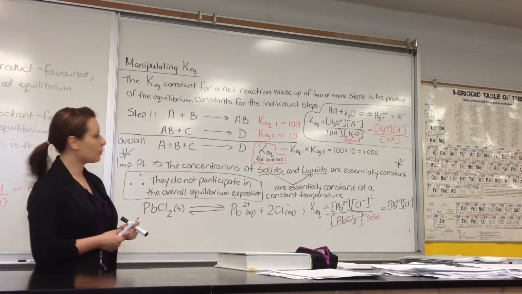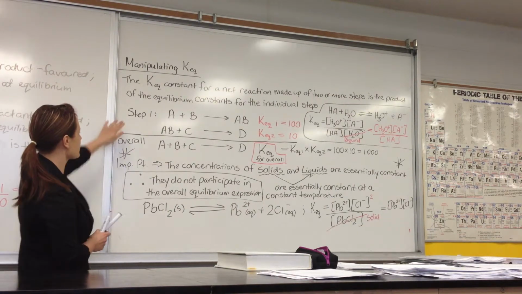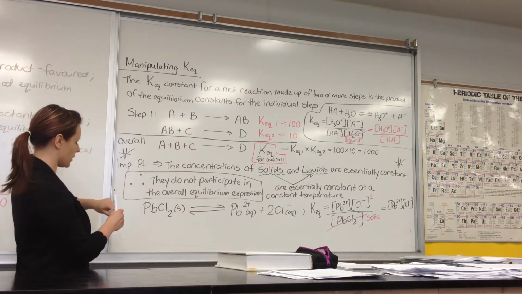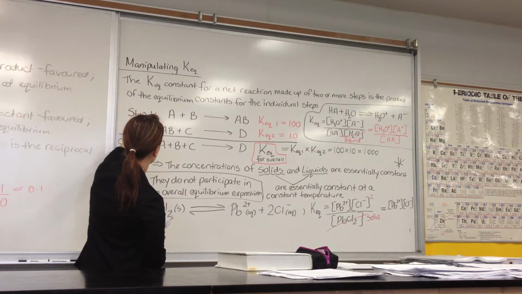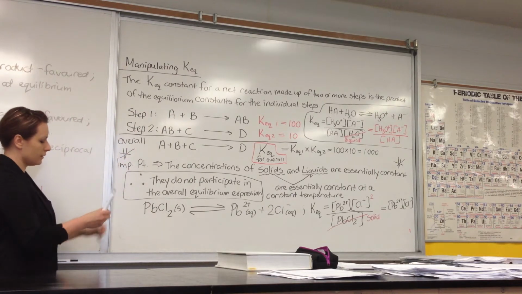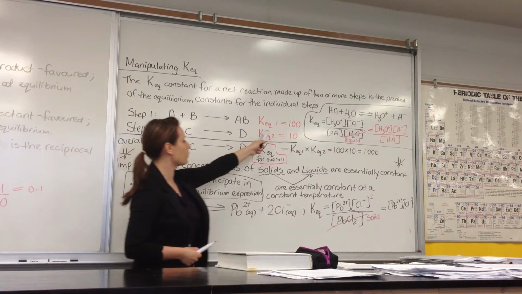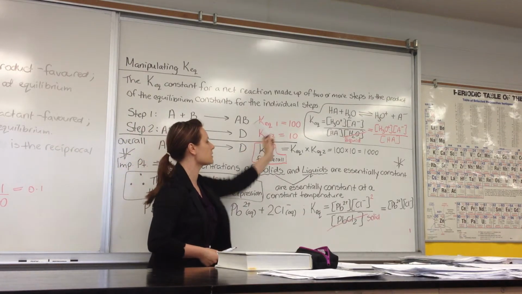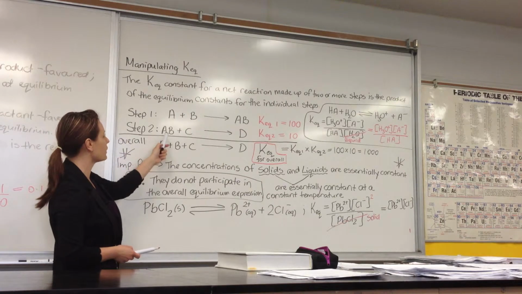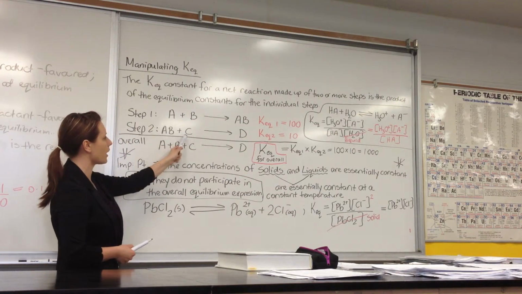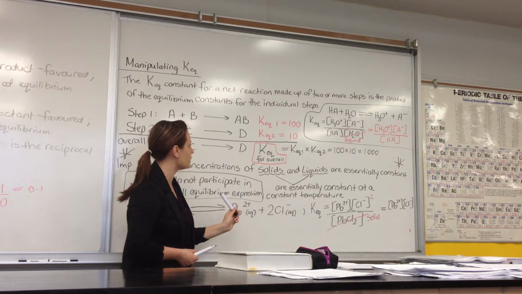Okay, let's look at a couple of examples of manipulating K equilibrium. For instance, let's say that we have a stepwise reaction. In step 1, let's say that we have A plus B makes AB. Its equilibrium constant, I'm going to call it K equilibrium 1, is, let's say, an arbitrary number, 100. For step 2, we're now adding the intermediate AB and we're adding some C, and we form D. Its equilibrium constant would be 10.